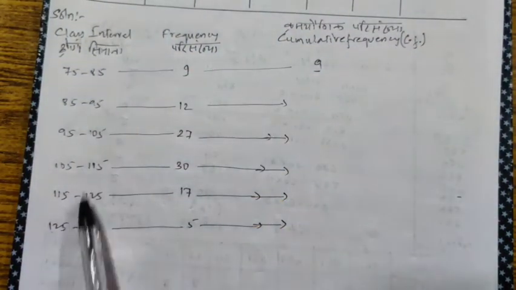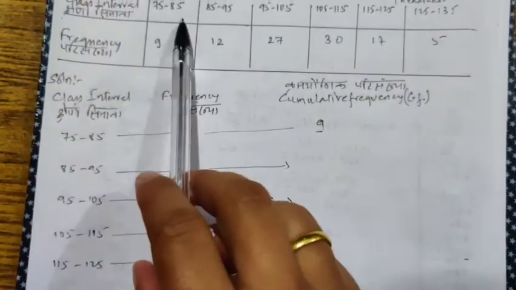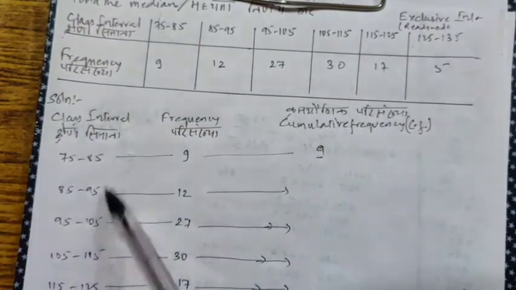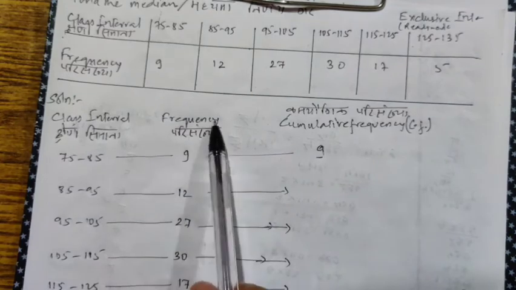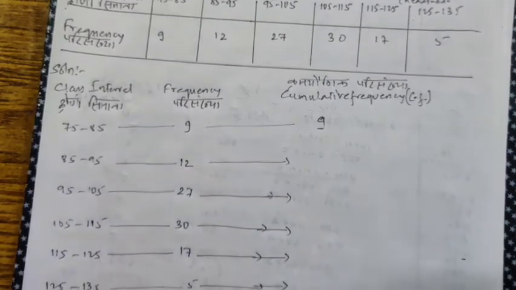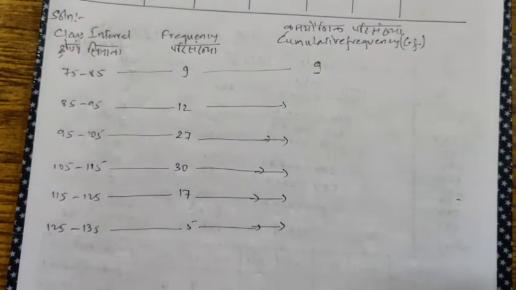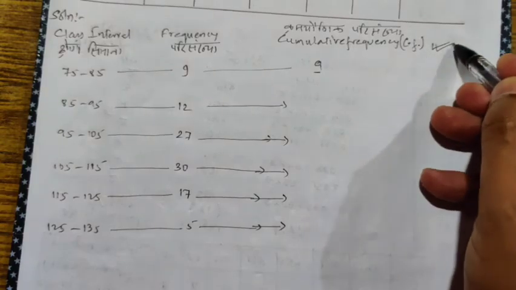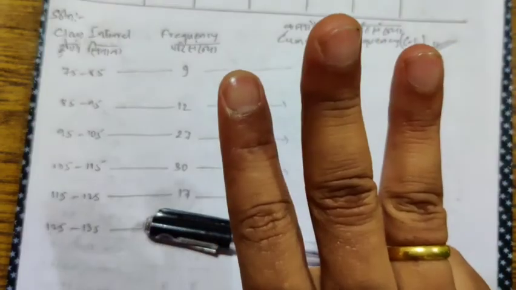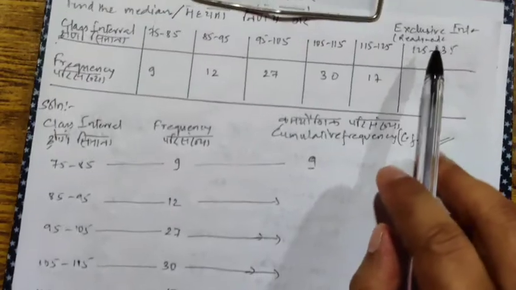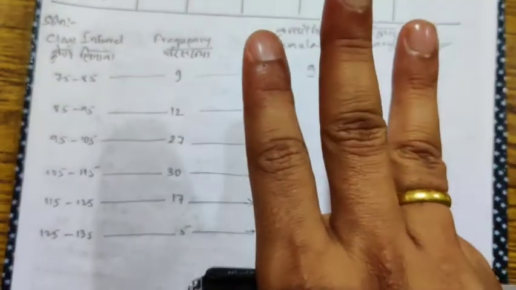Fill up the class intervals yourself as given in the question. As given in the question, fill up the class intervals. As given in the question, fill up the frequencies. Now again I come to the main part, cumulative frequency. Again I need only 3 tables. If it's a ready-made table or exclusive, again I'll need only 3 tables.